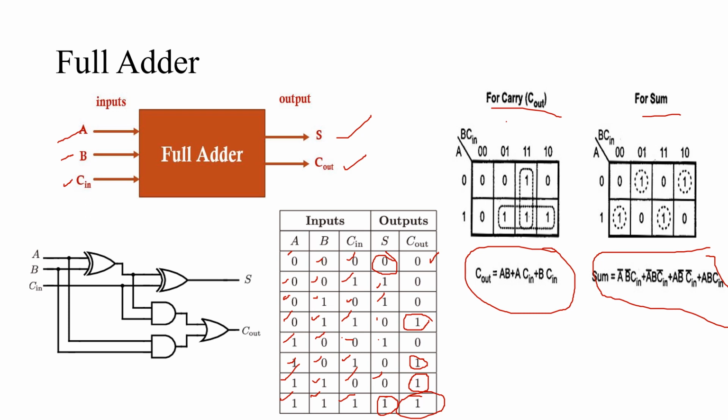So let's see the circuit diagram. For sum, we have A and B passed through the XOR gate. So this will give us A XOR B over here, and this Cin is coming as an input to the second XOR gate. So this will give you A XOR B XOR Cin. So we get the sum. Similarly, by using the carry expression with logic gates, we get the carry out.